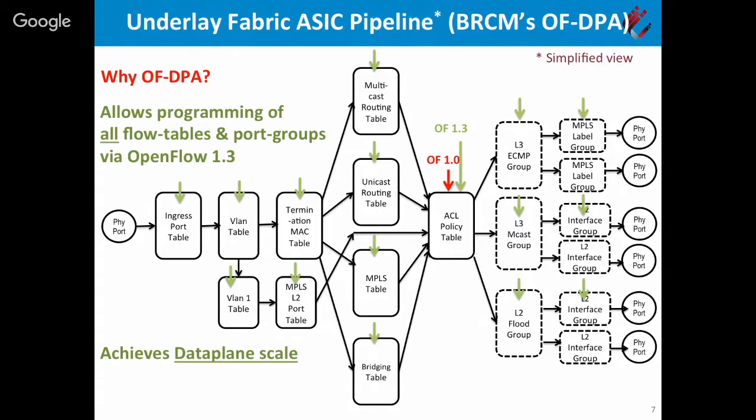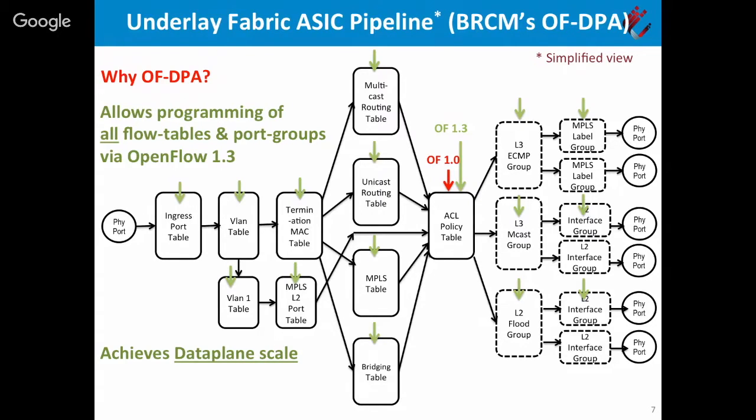yeah, we support 1.3. But if you look under the hood, they are still doing what OpenFlow 1.0 was doing. They're still giving you access to only one table. And that is the main reason that we use OFDPA, because we don't have such limitations, and therefore we can scale in the data plane. That's about the data plane.